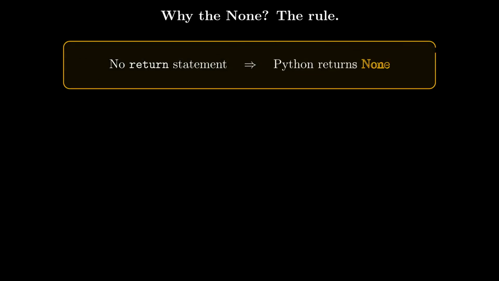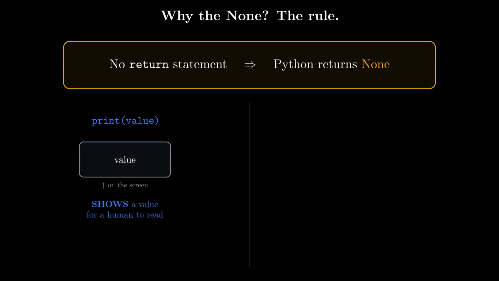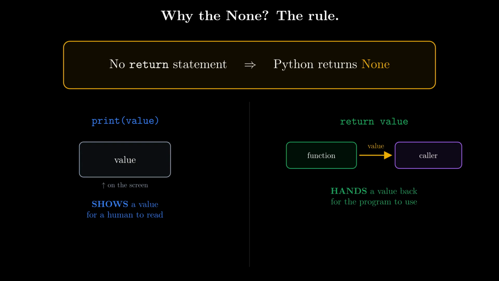Why did that None appear? Here is the rule. If a function runs all the way to its end without ever hitting a return statement, Python quietly hands back a special value, None. Our first attempt only printed. It never returned anything. So the function's own answer was None. Printing shows a value on the screen. Returning hands a value back to whoever called the function. Those are completely different actions, and mixing them up is exactly what produced that stray None.